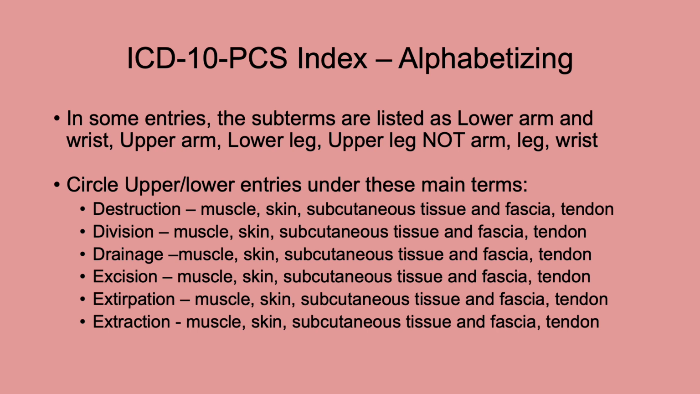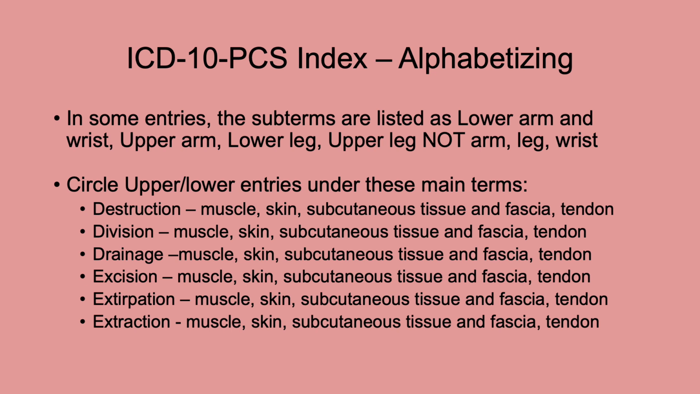So there are also some issues with alphabetizing. In some entries, you have subterms for arm, leg, and wrist. In other main terms, you have upper arm, lower leg, upper leg, not just arm by itself. So I would suggest that you underline these, or draw an arrow or something to show you that it's not under arm, it's under lower arm and upper arm. Now, where are you going to find these? Well, you're going to find them under these main terms.